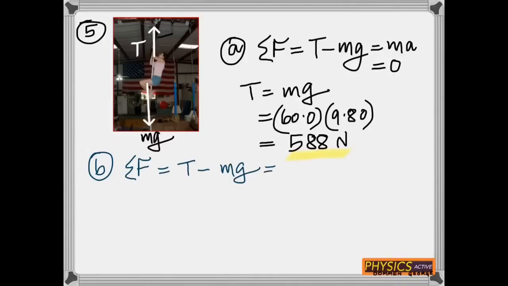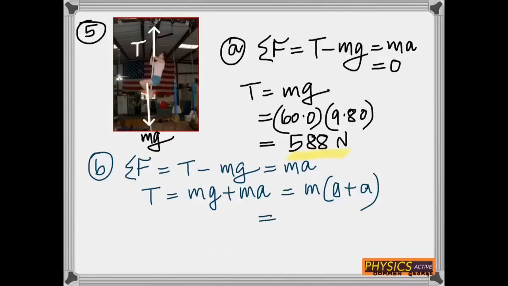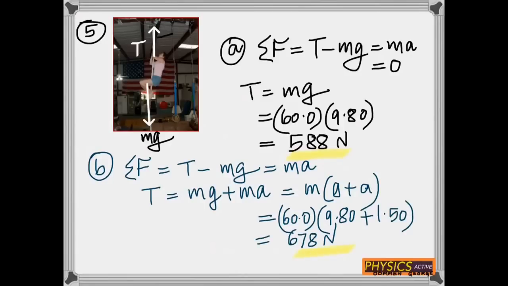But now if there is an acceleration, then you use the same formula, but it's not equal to 0, it's equal to m times whatever the acceleration is. Taking it to the other side, mass is common, so taken outside, you get 678 Newton. Of course, the tension in the cord is increased because the person is accelerating now.